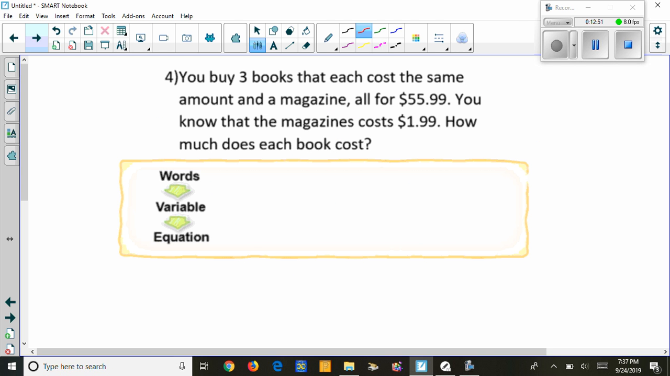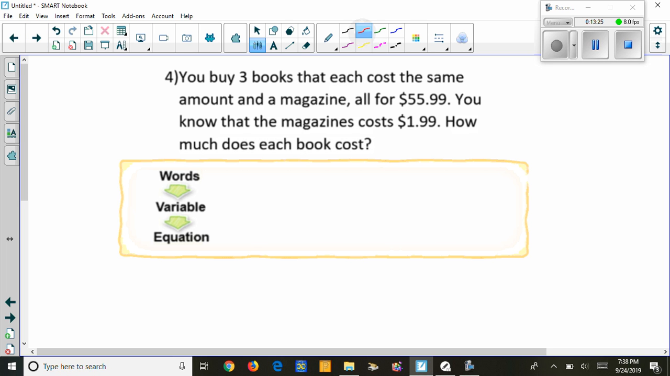Now we're going to switch over to whole word problems, meaning we're not going to just write the equation, we're going to end up solving it. So let's take a look. You buy 3 books that each cost the same amount and a magazine, all for $55.99. You know that the magazines cost $1.99. How much does each book cost?